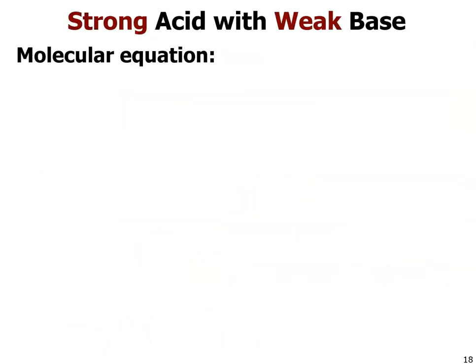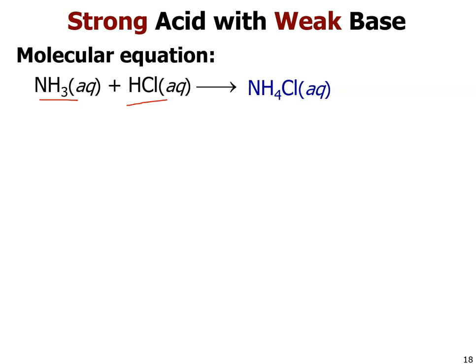All right, so one last example here, strong acid with a weak base, and we're going to look at the molecular equation. Here we have a strong acid, hydrochloric acid, and a weak base, ammonia, and we are going to generate ammonium chloride. So this is an example where a neutralization doesn't necessarily form water. But let's look at the ionic equation.